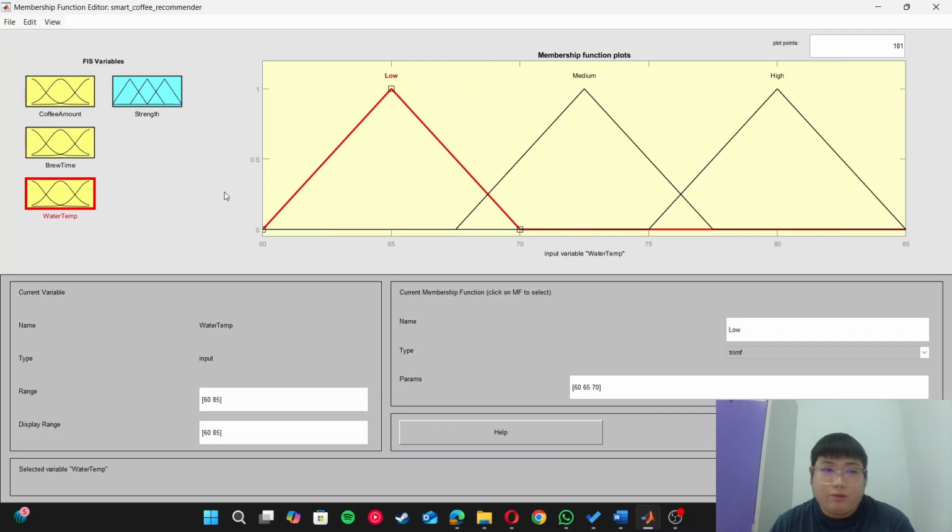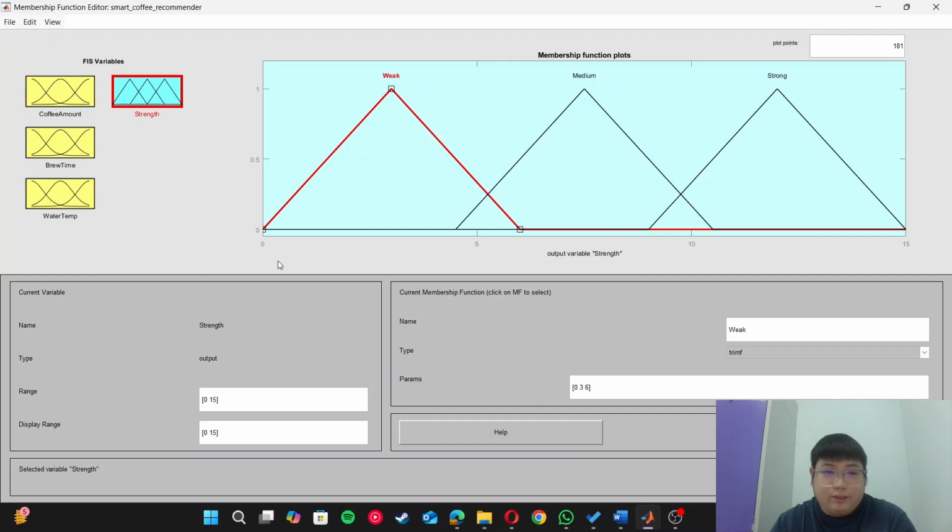Next is our water temperature. It is also divided into three groups, which are low, medium, and high, and ranges from 60 to 85. Next is our output variable, which is the strength of caffeine. The groups are divided into weak, medium, and strong, and it ranges from 0 to 15.